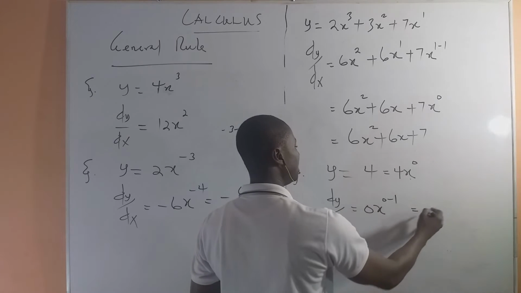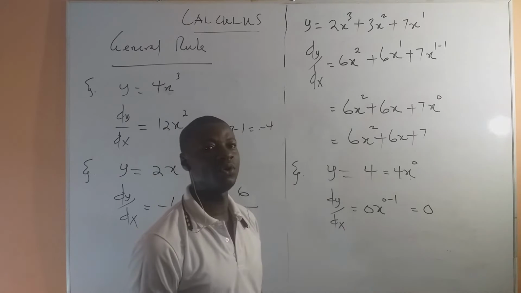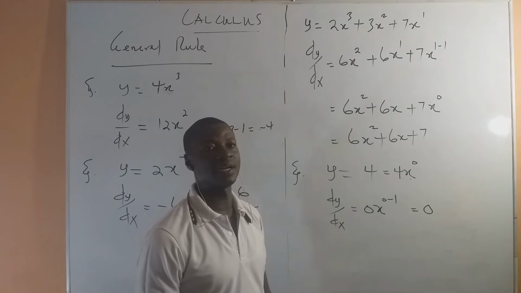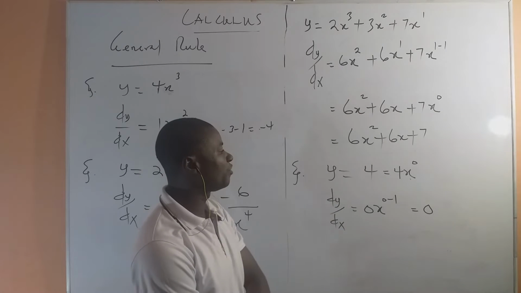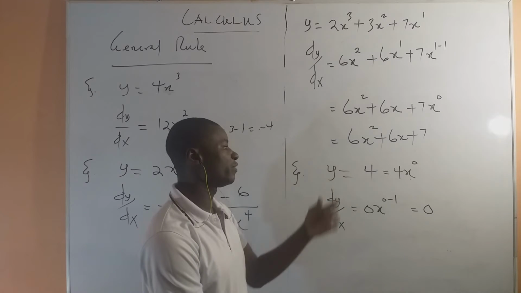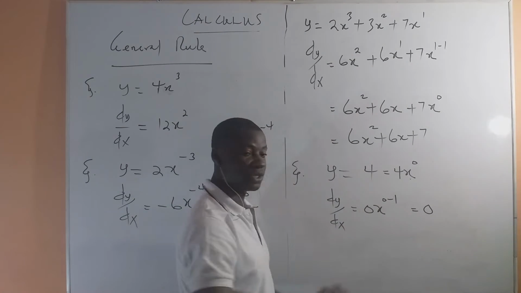Then we have x. Then we subtract 1 from the exponent. And 0 times anything is 0. So that means that when you differentiate a constant, it's equal to 0. So any constant you differentiate, you are getting 0. Take note of that. Later, I will show you how to use the first principle formula to prove that differentiation of a constant is equal to 0. Anytime you are differentiating a constant, you are getting 0.